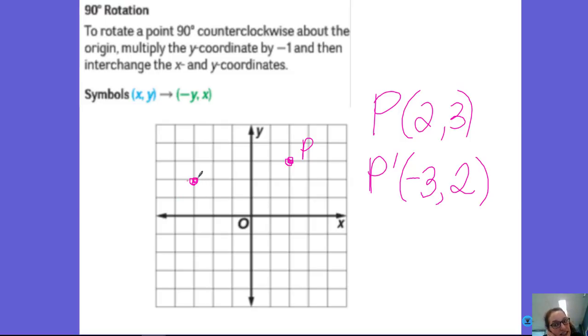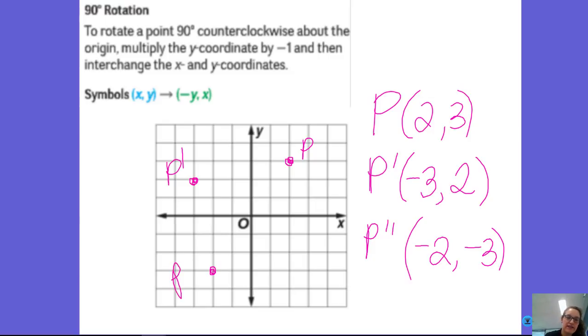Let's say I wanted to rotate it again 90 degrees to get P double prime. I would take my y coordinate, multiply it by -1, send it to the front, so it'll be -2, and then send the x coordinate to the back, so (-2, -3), which puts me right here, which looks like I rotated it 90 degrees again. So 90 degrees, 90 degrees. Oh my gosh. Is rotating 90 degrees twice the same thing as rotating 180 degrees?